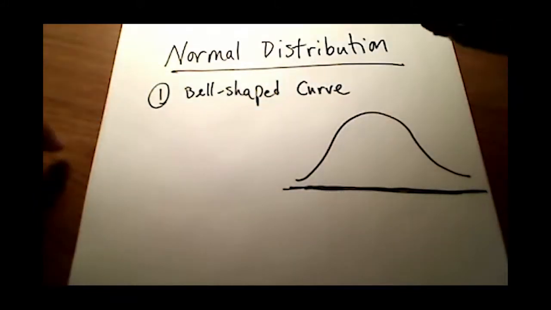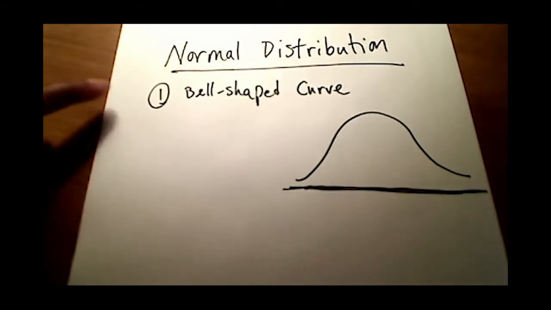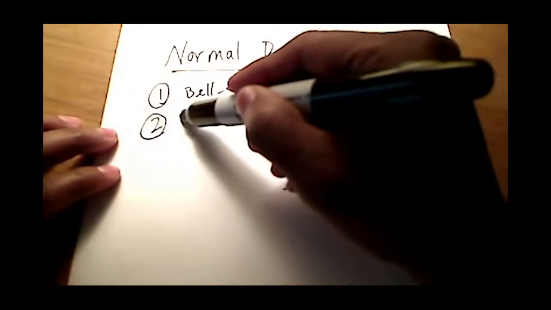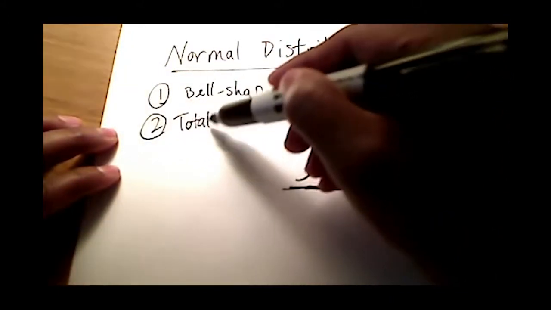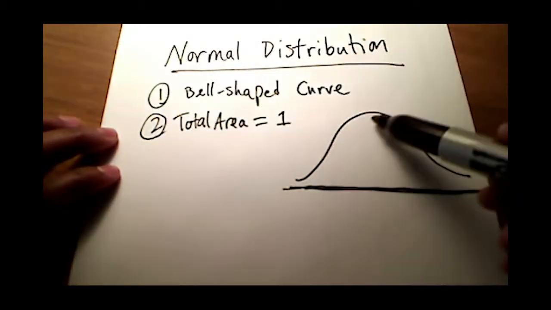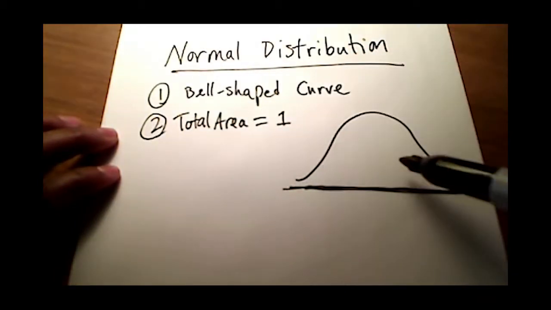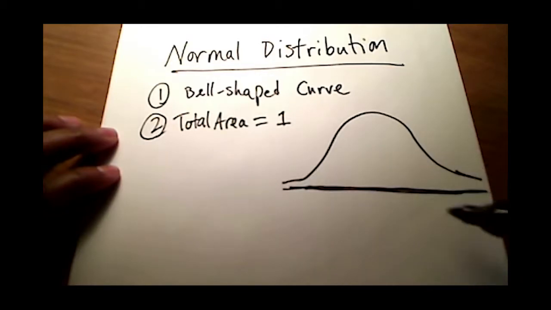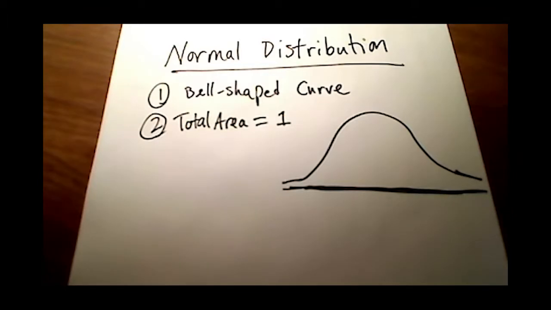The second thing that should come to mind when you hear normal distribution is that the total area under the curve is equal to 1. So all of this area underneath this bell-shaped curve, all of it, including everything out here in the tails as they get smaller and smaller, is a total area of 1. And there's one more thing.